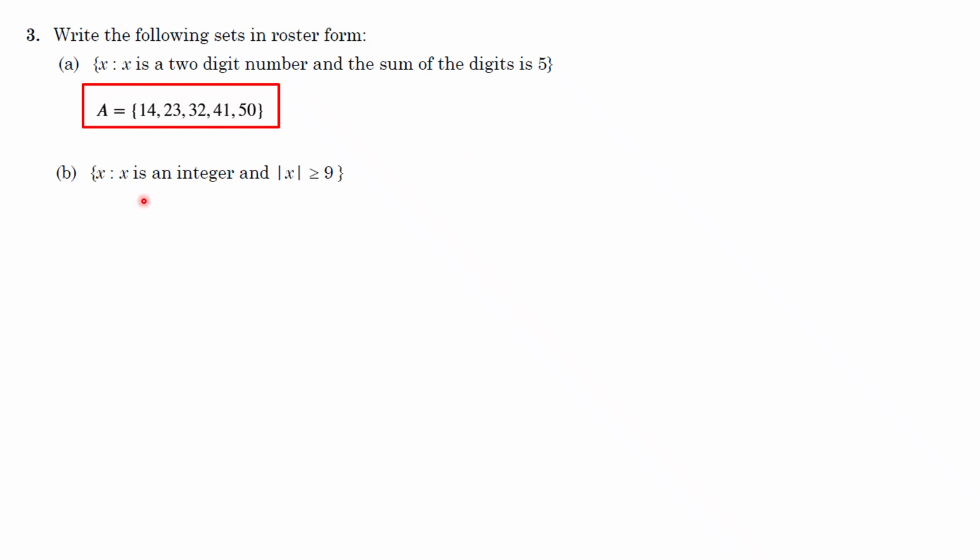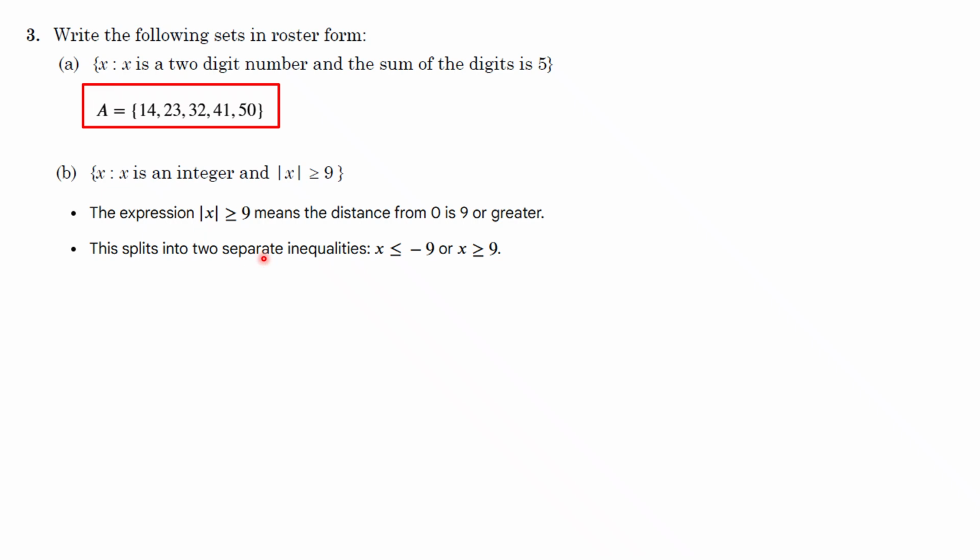Next, you have to find the set of all elements of x such that x is an integer and mod of x is greater than or equal to 9. Now, mod of x greater than or equal to 9 means the distance from 0 is 9 or greater. You always have to remember this splits into two inequalities. It should be x is less than or equal to minus 9 or x is greater than or equal to 9.